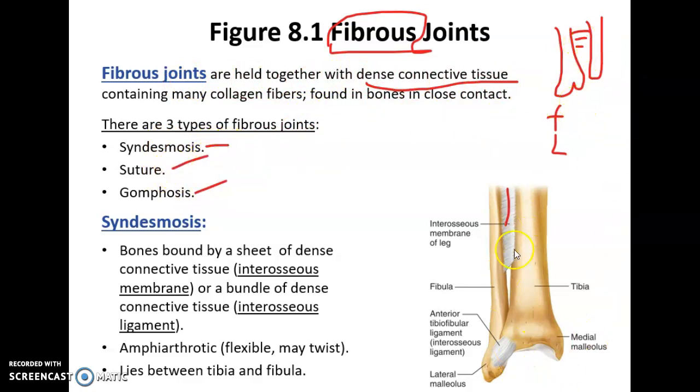For syndesmosis, again, it's the union by dense connective tissue between two long bones. It's the interosseous membrane or a ligament. This is slightly movable regarding the function, and this is going to be, again, between the tibia and fibula or between the radius and ulna.